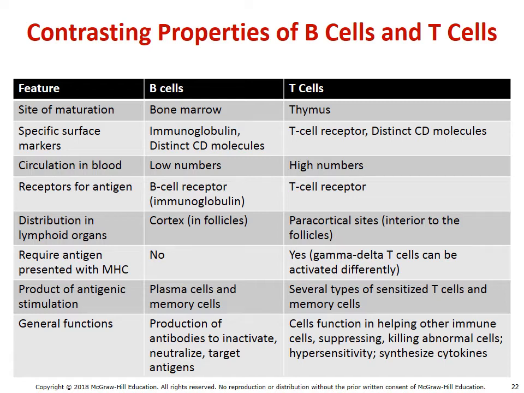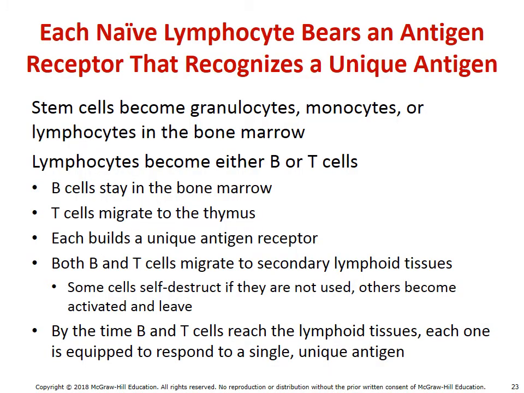So let's talk for a second about how each naive lymphocyte bears an antigen receptor that recognizes a unique antigen. The idea again is that the lymphocytes are born just like other blood cells from the hematopoietic stem cell. But what I've told you so far is that our lymphocytes need to be very specific. So it's important to understand that these stem cells give rise to basically the lymphocyte stem cell. And the lymphocyte stem cell then can become either B or T cells.